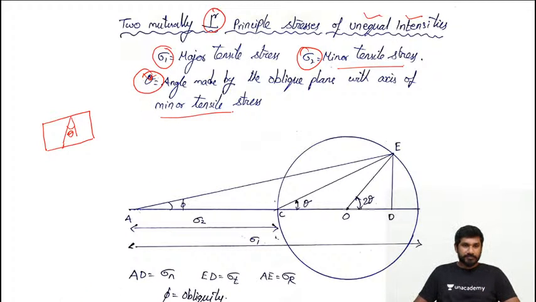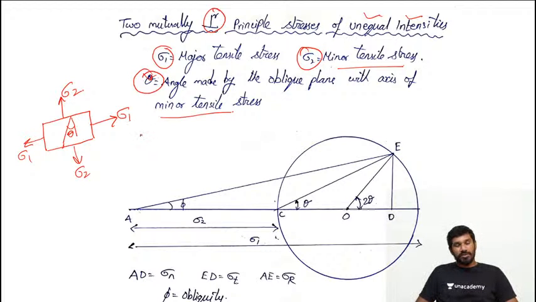Okay, right. So sigma 1 major, sigma 2 minor tensile stress, 1, 2. So the angle is made by the oblique plane with the axis of minor tensile stress, right?